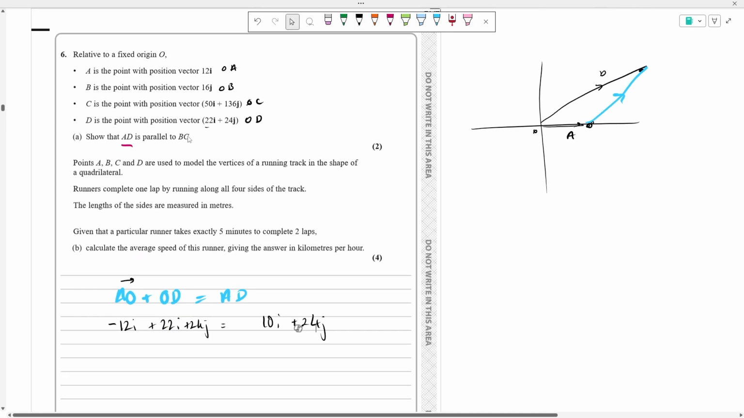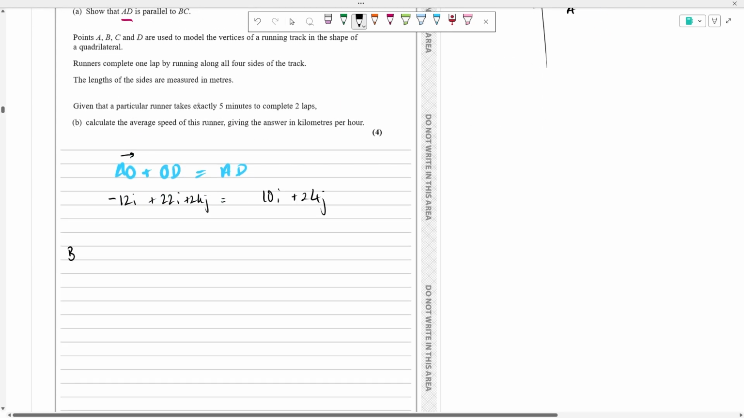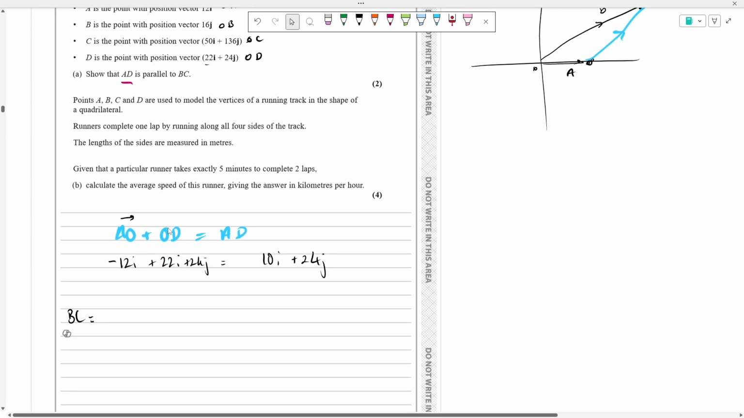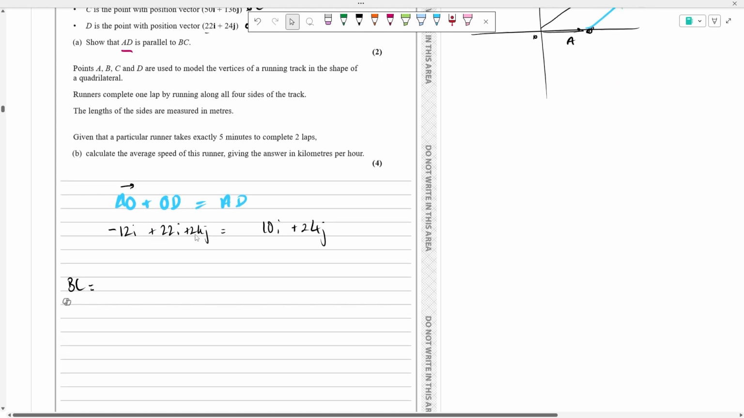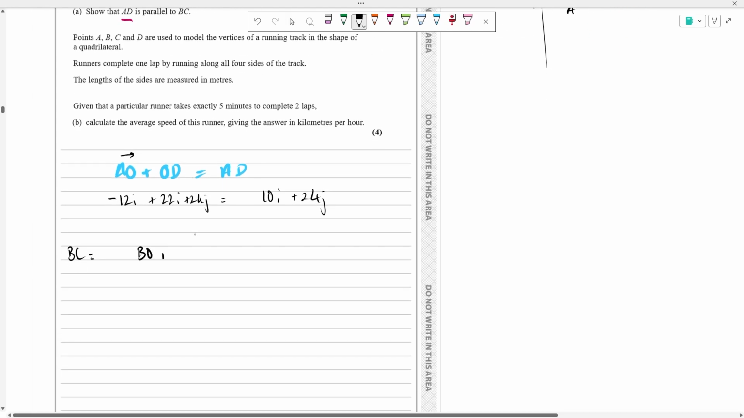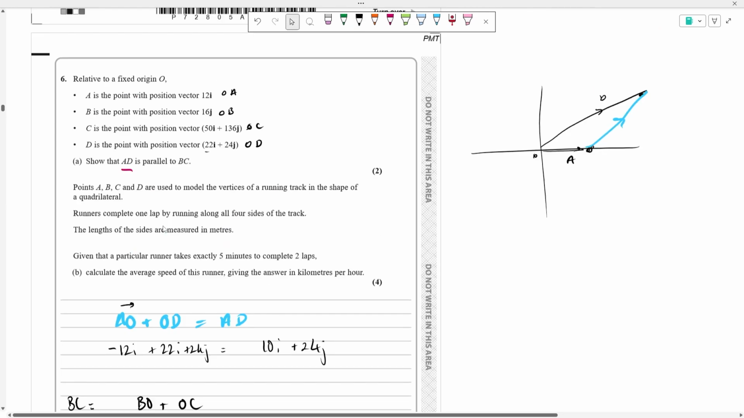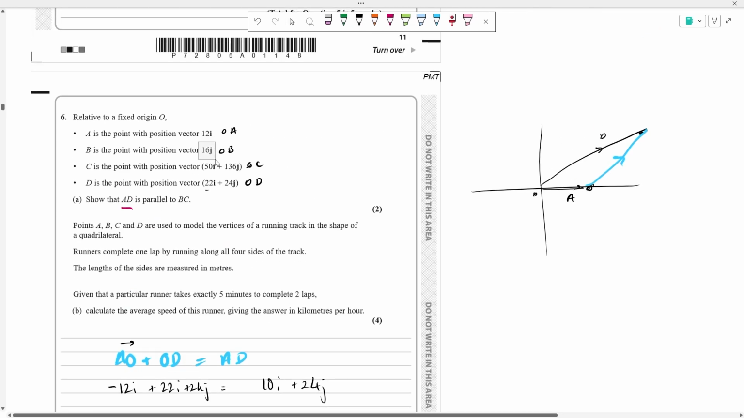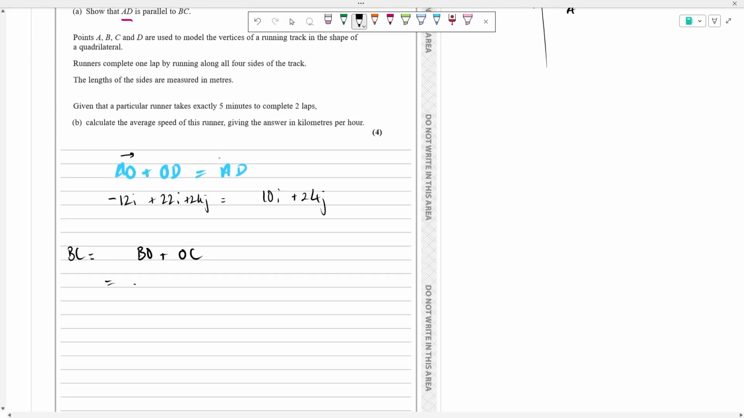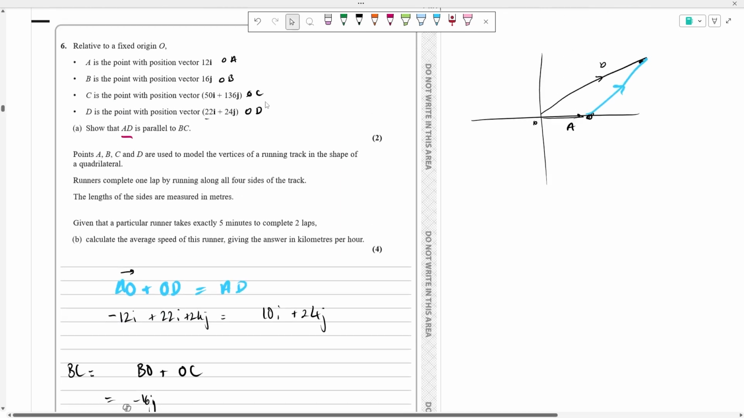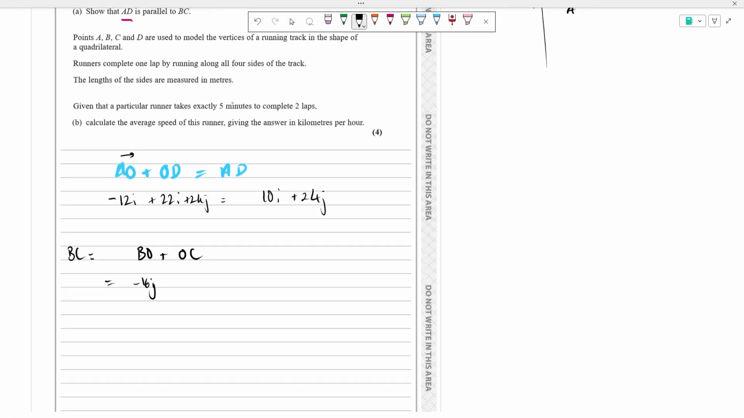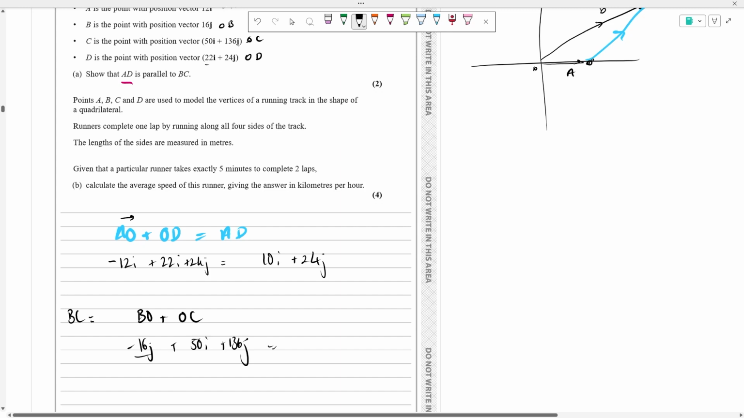Now the question is also asking about BC. So BC, well, what other point have we used, our origin. So this is going to be the same thing as B to O plus O to C. Well, B to O is going to be this flipped, so that's going to be -16j. O to C we know is 50i plus 136j. This time we're going to subtract the j component, so this becomes 50i plus 120j.